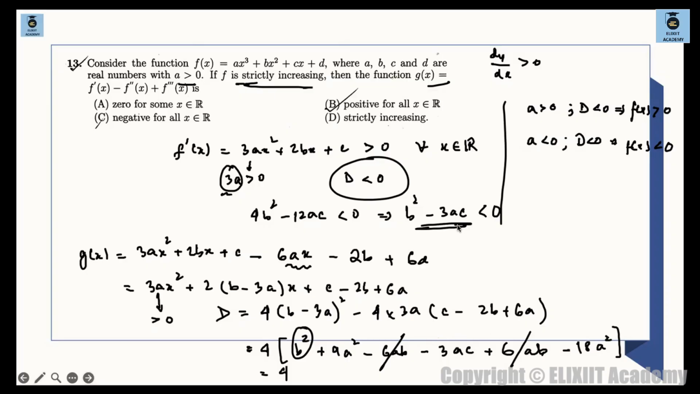So b square minus 3ac was given to us. So we can write this as b square minus 3ac, combine this term, and plus 9a square minus 18a square, so this will become minus 9a square. So b square minus 3ac is negative and 9a square is also negative, right? Minus 9a square: a square is positive, minus 9a square is negative. So b square minus 3ac is negative, this is also negative, so the entire quantity is negative. So this is also less than 0. So the coefficient is positive, d is less than 0, which means this is always positive. So gx is always positive. So option B must be correct.